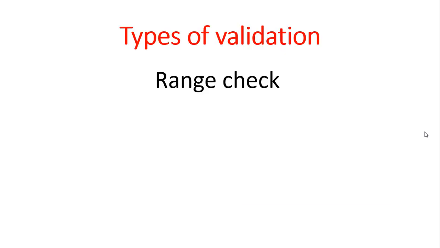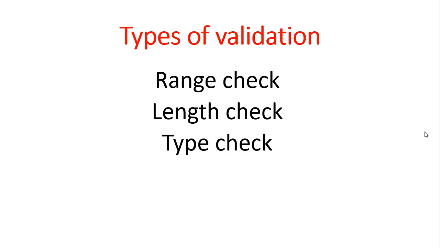So firstly, the types of validation. First one is a range check. This is a type of validation that makes sure data is between the minimum and a maximum. Length check. This is a type of validation that checks the number of characters is within a set limit. So for example, your password must be at least 8 characters.